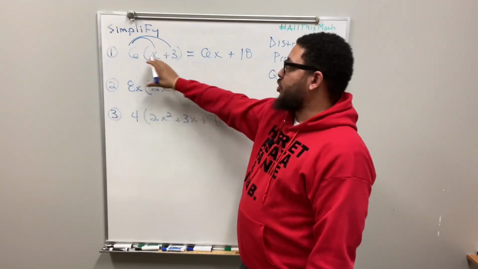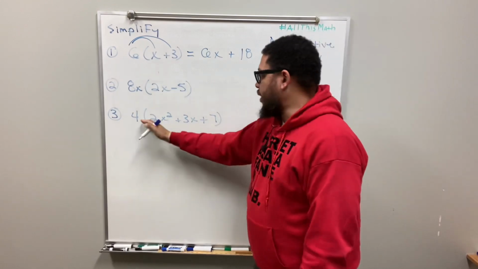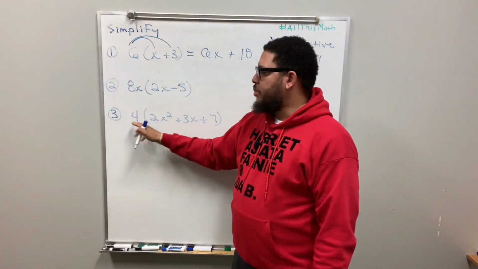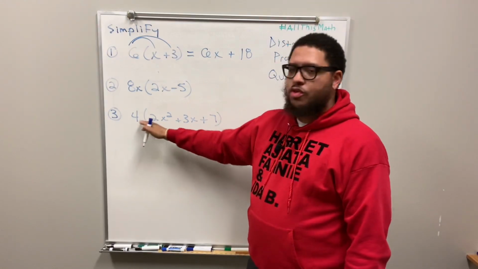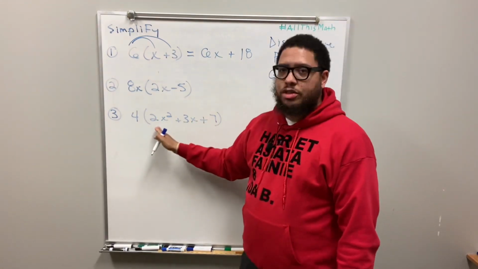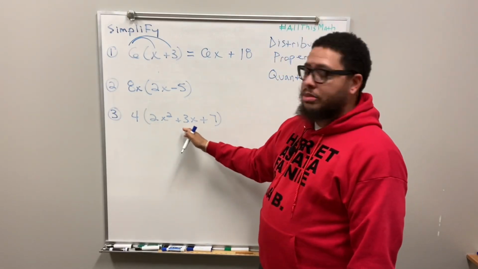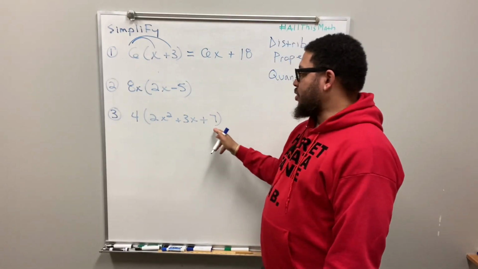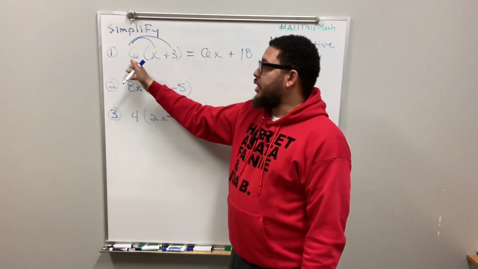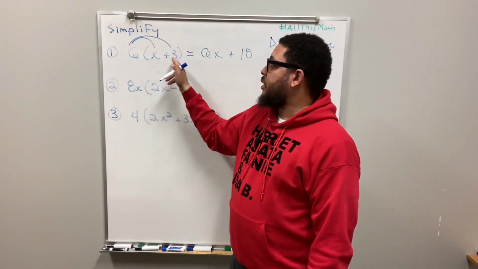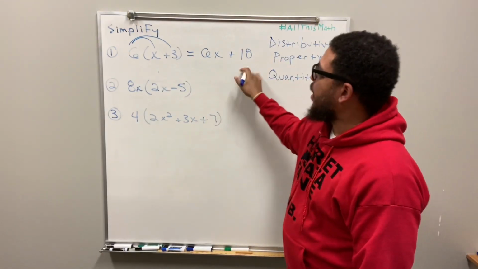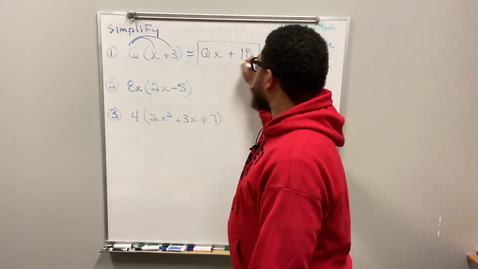Or if there's 4 terms inside the parentheses, or like in number 3, there are 3 terms inside the parentheses. In number 3, every term is going to get this 4. This 4 is going to be distributed to every single term, not just the first term, not just the first 2 terms, not just the second term, not just the third term, but all 3 terms. So in number 1, 6 gets distributed to x and to 3, leaving us with 6x plus 18. So that's the final answer for number 1.